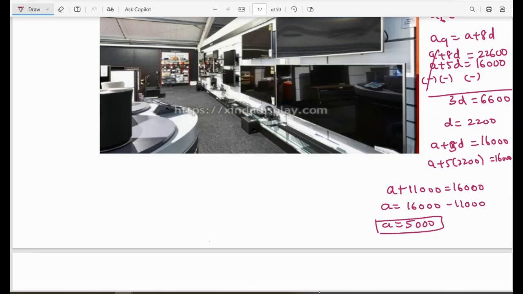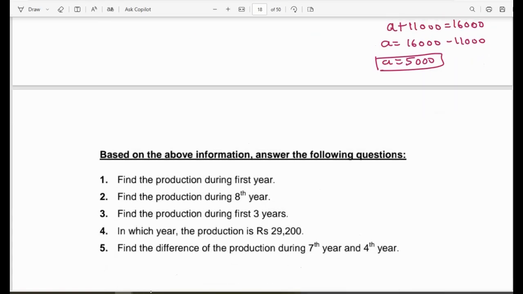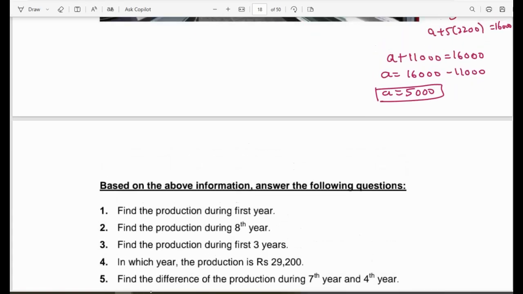So D is 2,200 and A is 5,000. Okay, so now the questions are: find the production in the first year. The first year is 5,000. We have already found that A, which is the first year, is 5,000. Then the second question is to find the production in the eighth year.